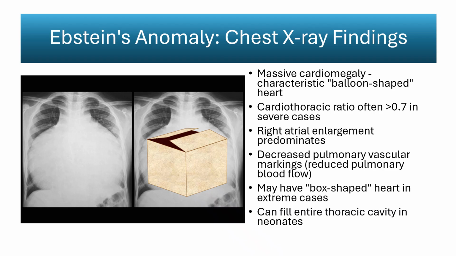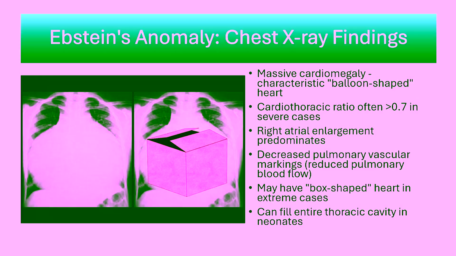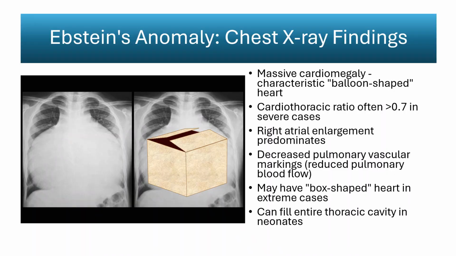Radiographic findings in Ebstein's anomaly are among the most striking in congenital heart disease. Severe cases show massive cardiomegaly, often producing a balloon-shaped silhouette that fills most of the thoracic cavity in neonates. The cardiothoracic ratio commonly exceeds 0.7, reflecting the extreme enlargement of the right atrium and atrialized ventricle. Right atrial enlargement is the dominant contributor, giving the cardiac shadow a rounded globular configuration.